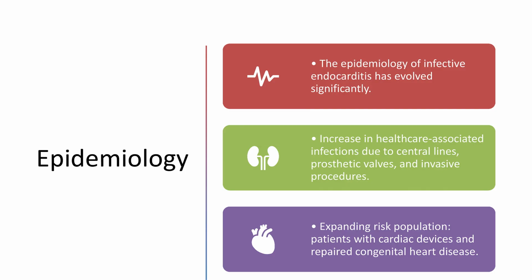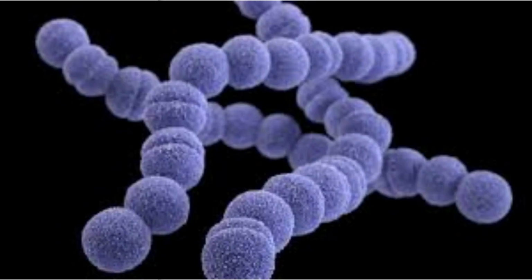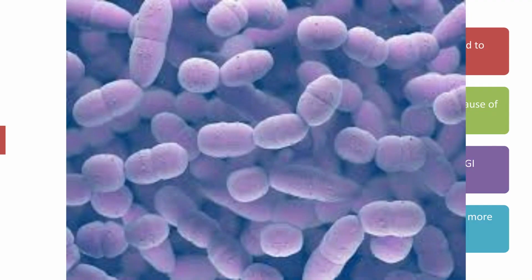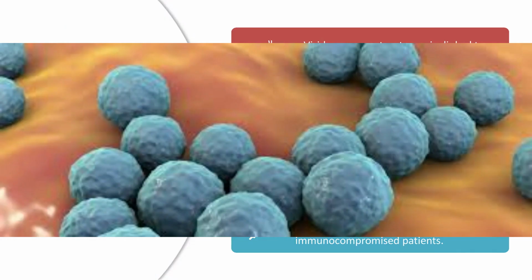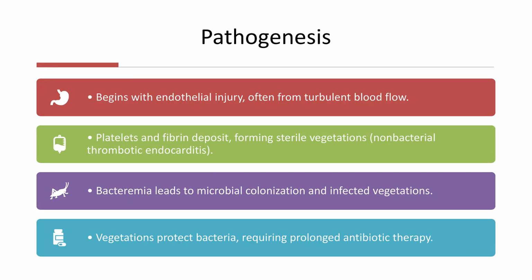congenital heart disease. Etiology. The most common causative organisms remain Viridans group Streptococci, typically linked to oral flora, and Staphylococcus aureus, which is now the leading cause of acute, aggressive disease. Enterococci are often associated with genitourinary or gastrointestinal procedures, while fungal organisms, especially Candida, are more common in neonates and immunocompromised patients.